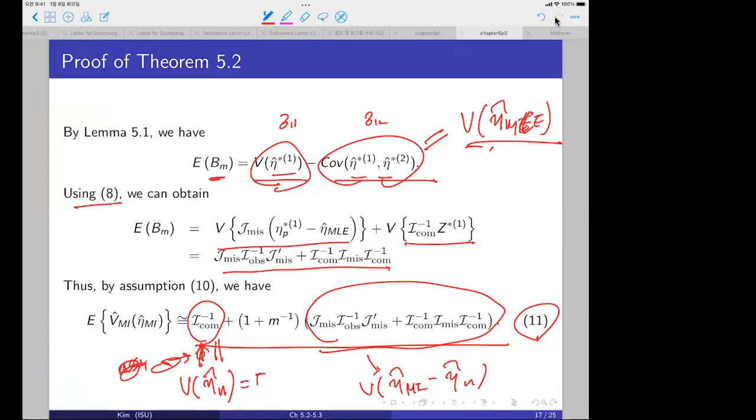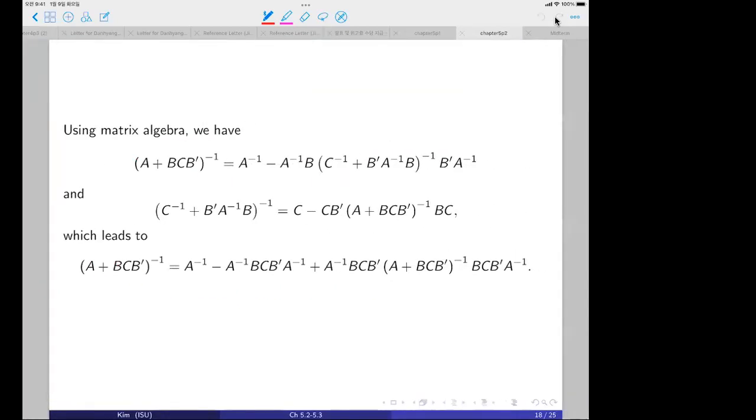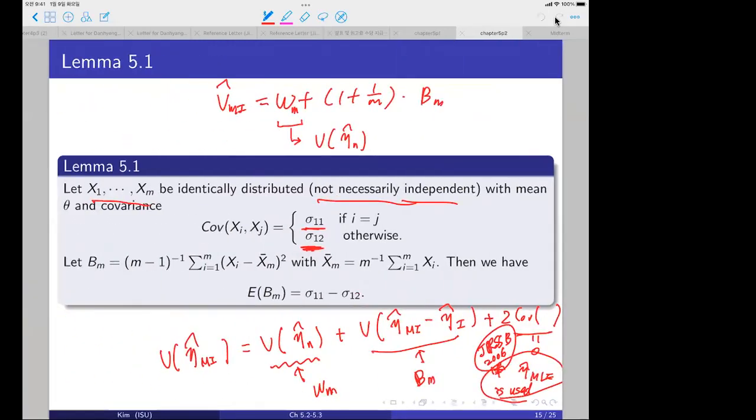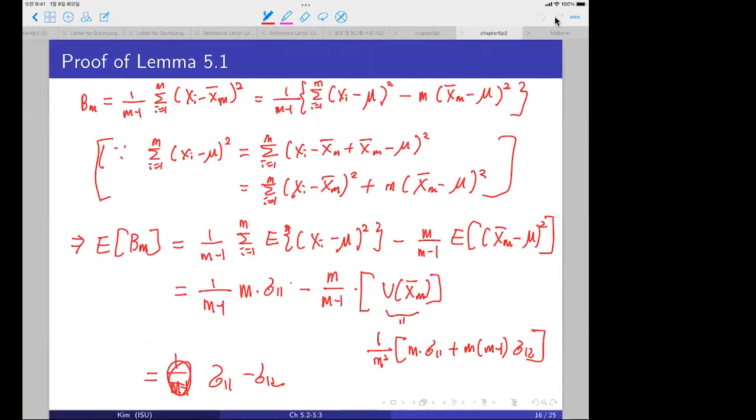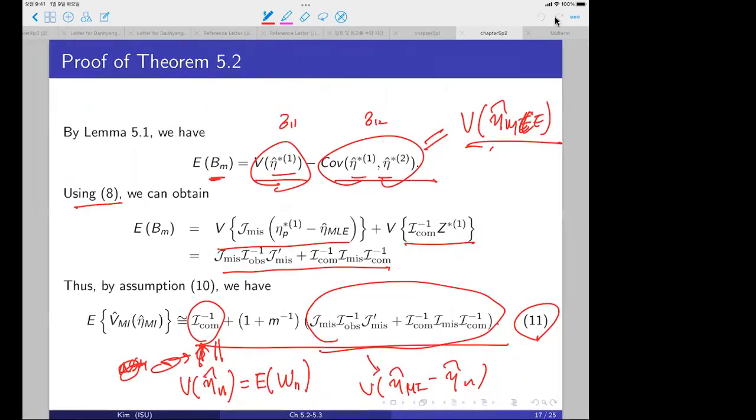But what we can assume is that, if so, this is actually part of the assumption in theorem 5.2. So the assumption here is that W_M estimates the variance of eta hat n. Okay. And then now we want to evaluate the second term of 11.